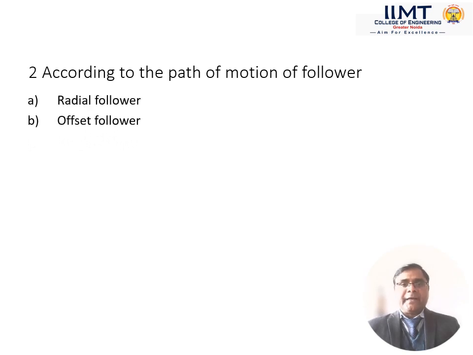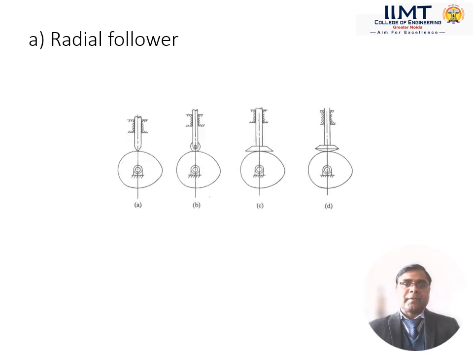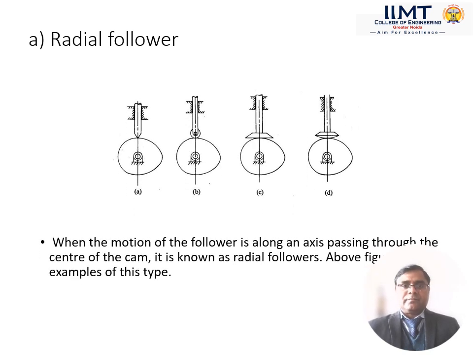Follower is also categorized according to the path of motion of the follower, and there are two types: radial follower and offset follower. In radial follower, when the motion of the follower is along its axis passing through the center of the cam, this is known as the radial follower. You can see in the diagram, when the axis of the follower is passing through the center of rotation of the cam, then it is called the radial follower.